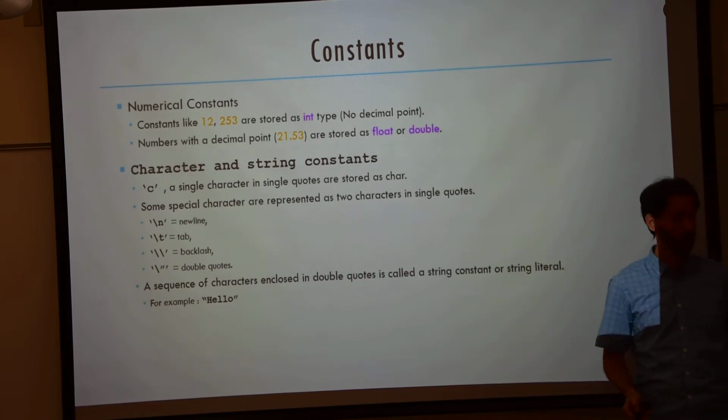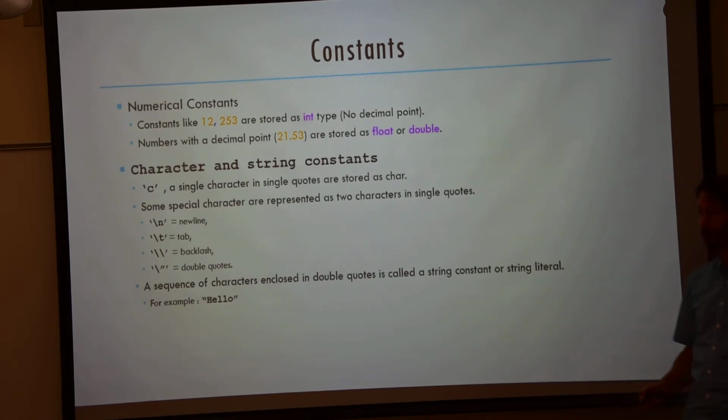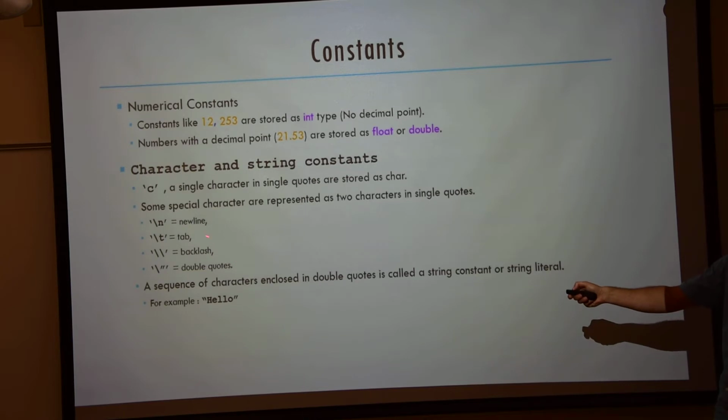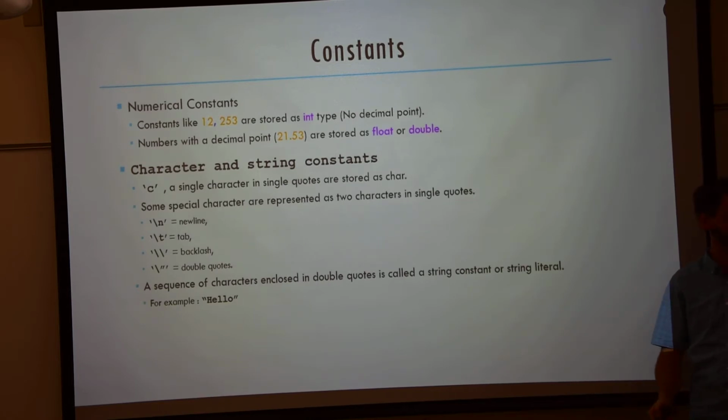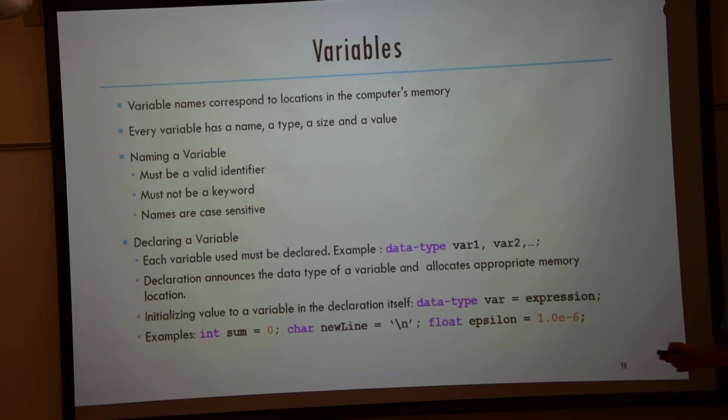Why would you use those? If you do a printf statement, you may want to skip in your console to the next line, and if you want to do that, you want to print this character, which is interpreted as a new line on your console. A sequence of characters in double quotes is called a string constant or string literal, so you could define constants like that as well. So, variables, very important.